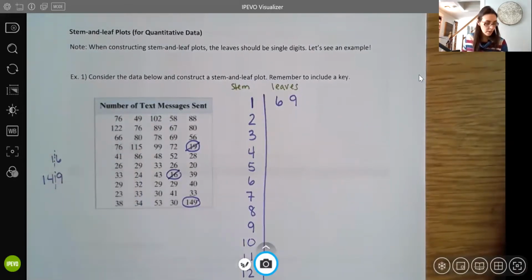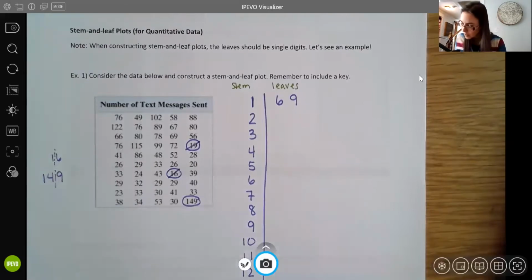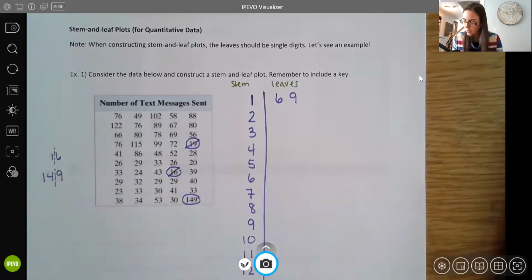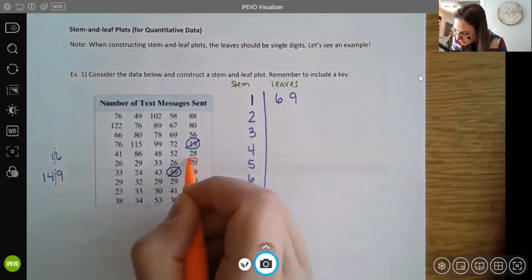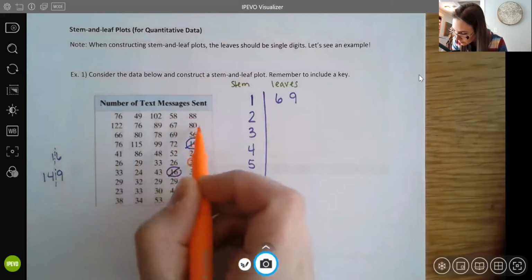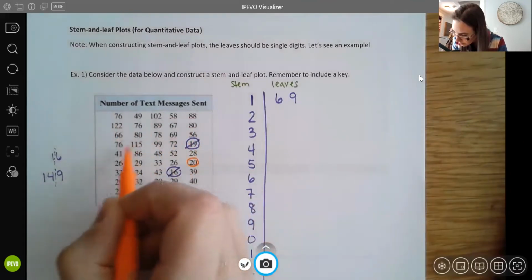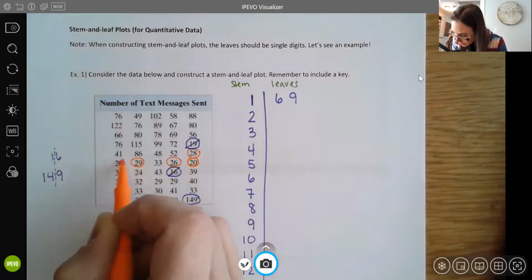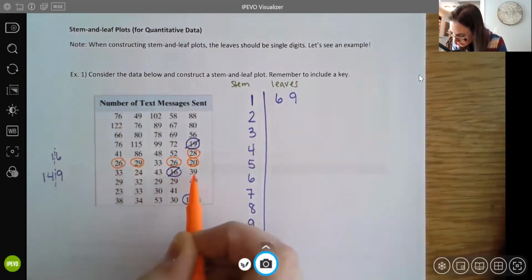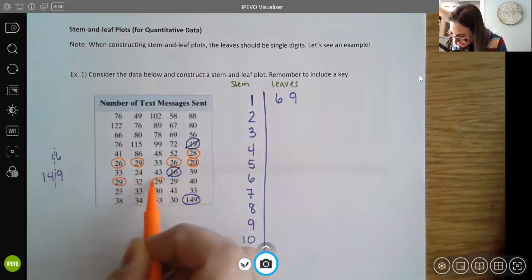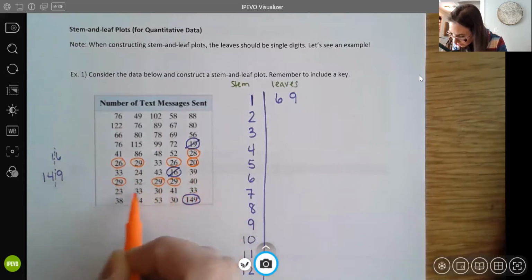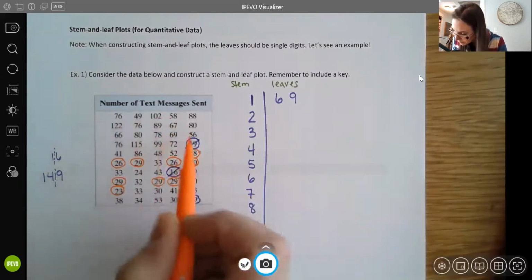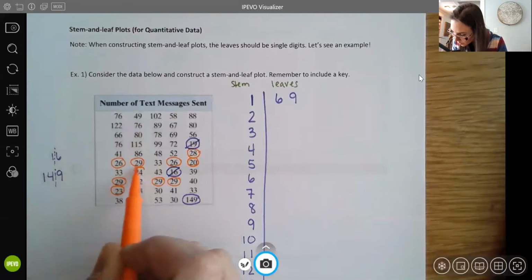Okay, so now I can go with my 2s. So I'm looking for things in their 20s. So I see a 20 right here. Actually, let's use different colors, make it easier. So I see a 20 here. 28, 26, 29, 26, 29, 29, 29, 23, and I think that's it. Nope, here's a 24, I missed one.